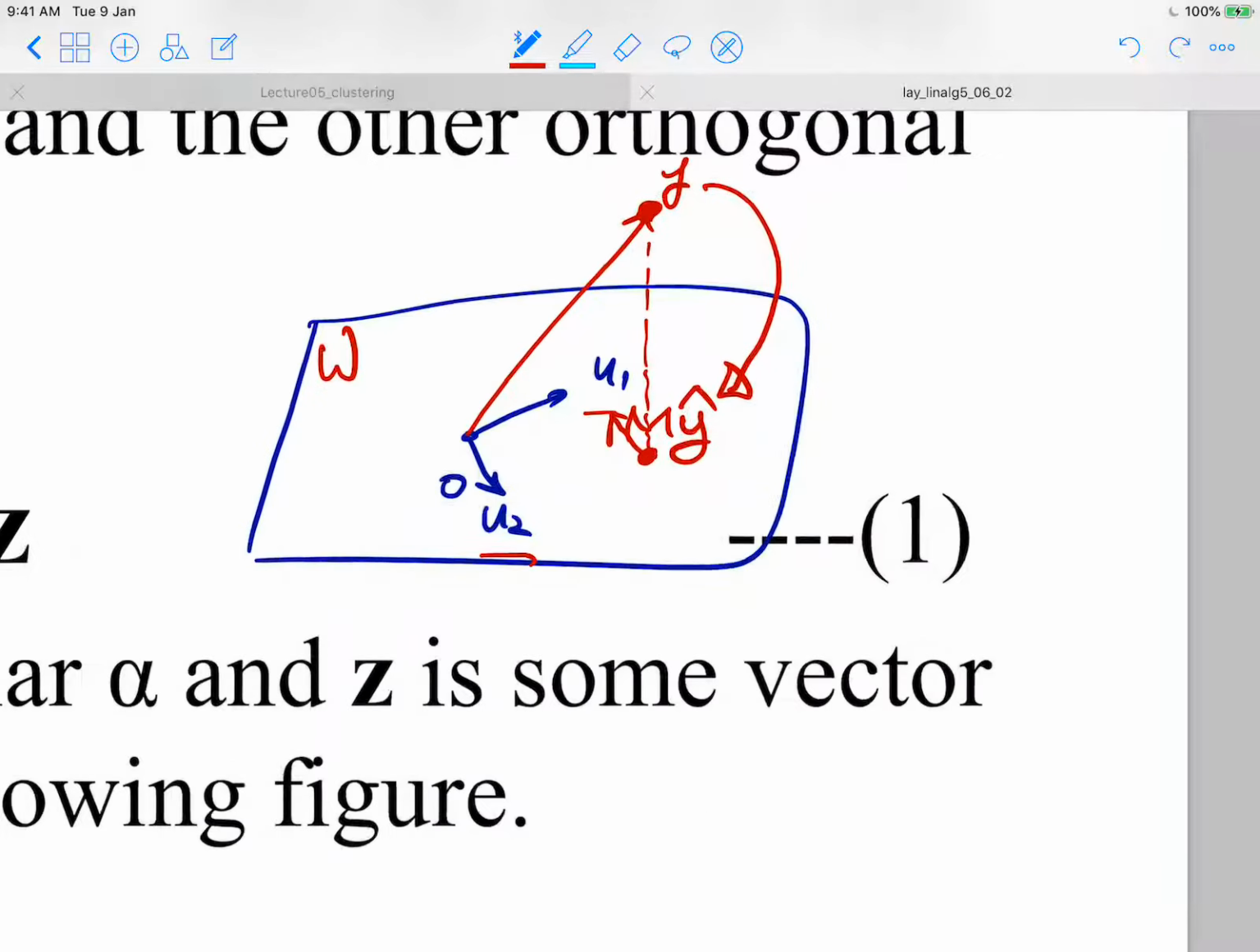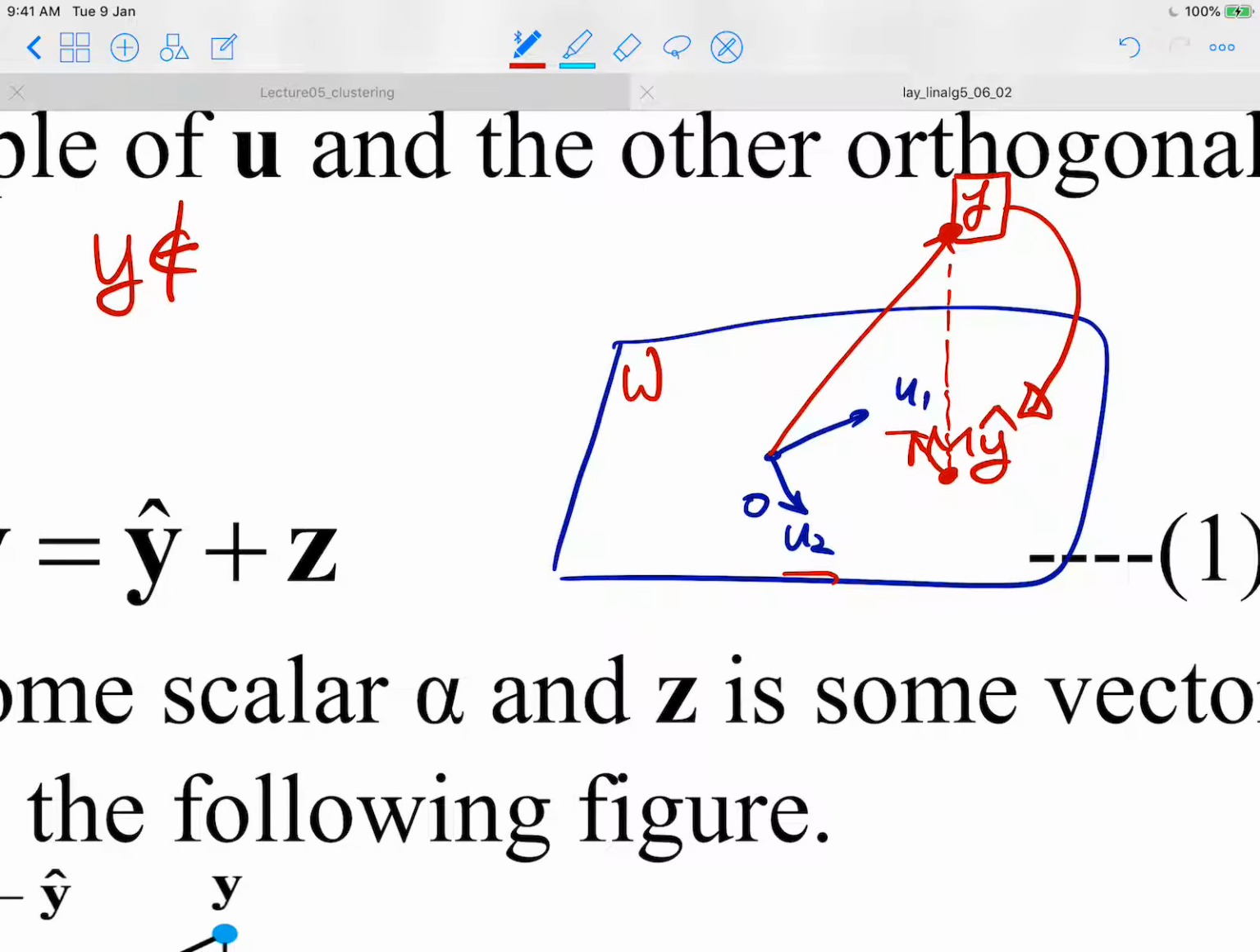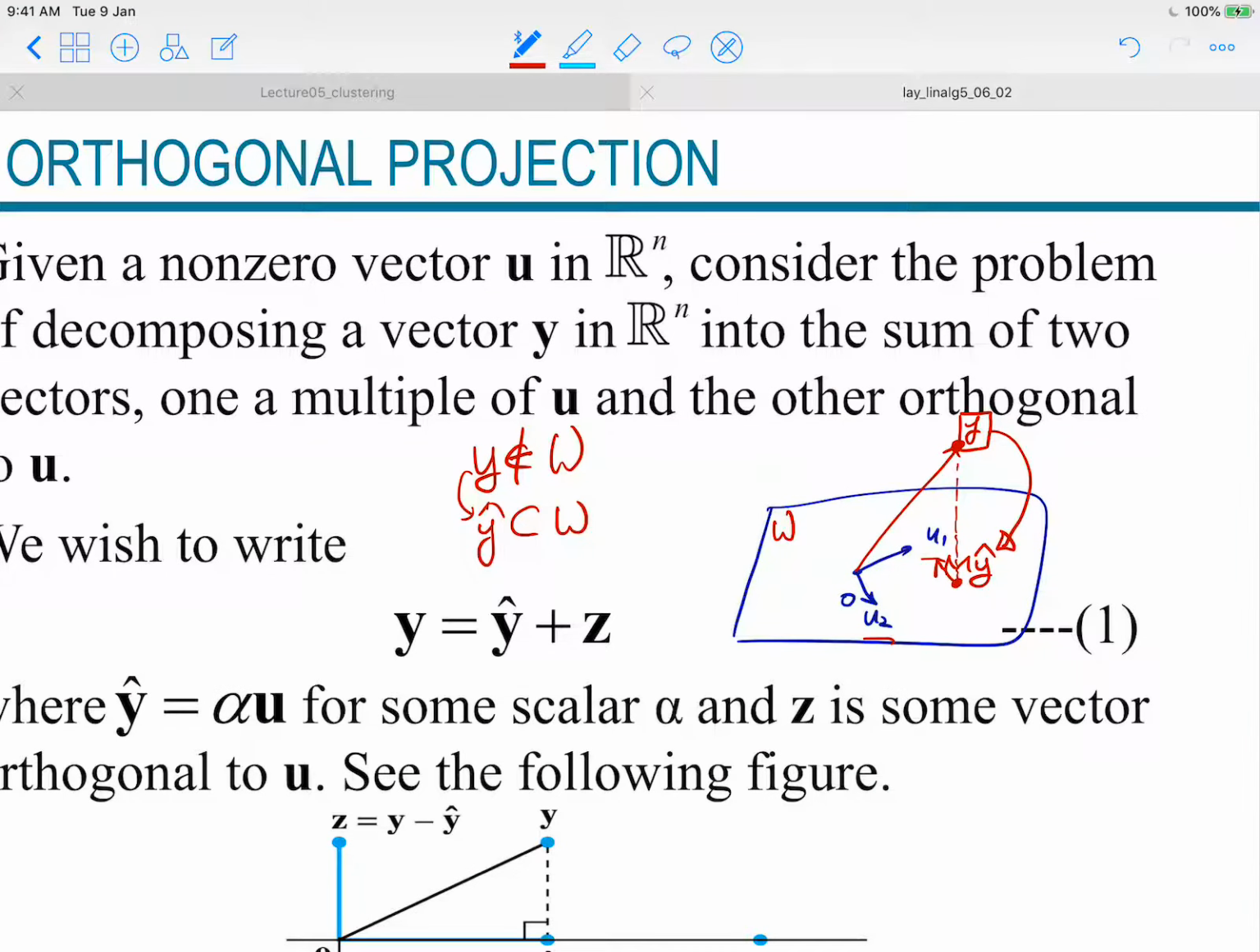Right. Given this y, we can consider this y hat. Even if y is not necessarily in our W, y hat is, and we can guarantee that it's inside of our subspace W, right? Now let's think of the original y as the sum of the orthogonal projection output, y hat, plus some vector z.